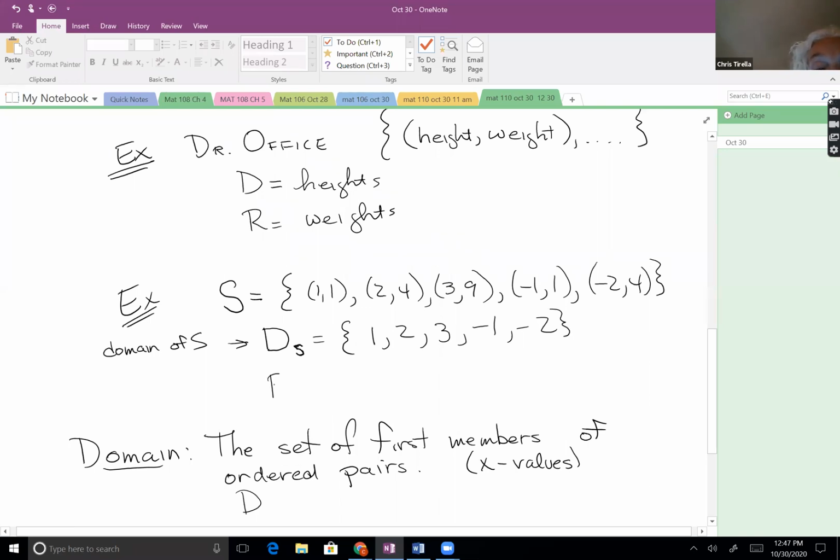In the same way, if I have R sub S, that would be the range of S. And if I ask for the second numbers, what would you tell me they are? 1, 4, 9, 1, 4. I think the 3 is the first member, so 1, 4, 9. But then there's this other thing that when you list a set, you only list each element once.